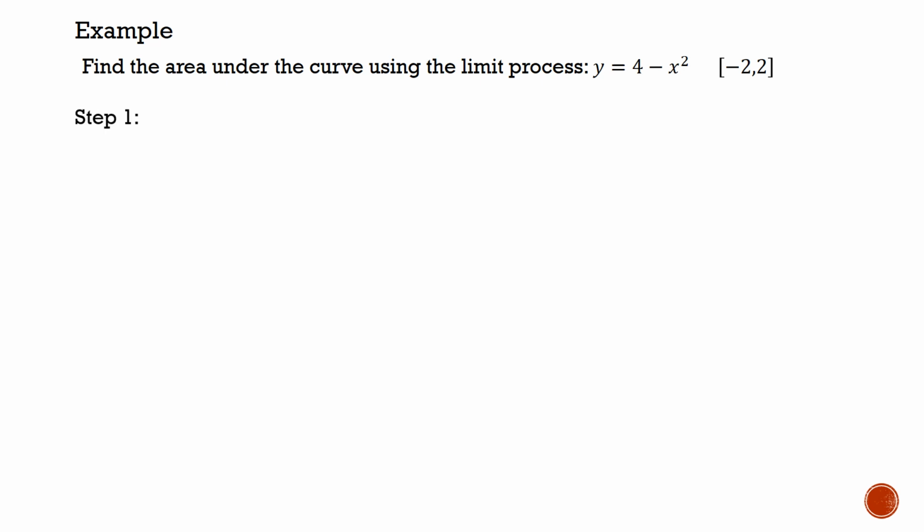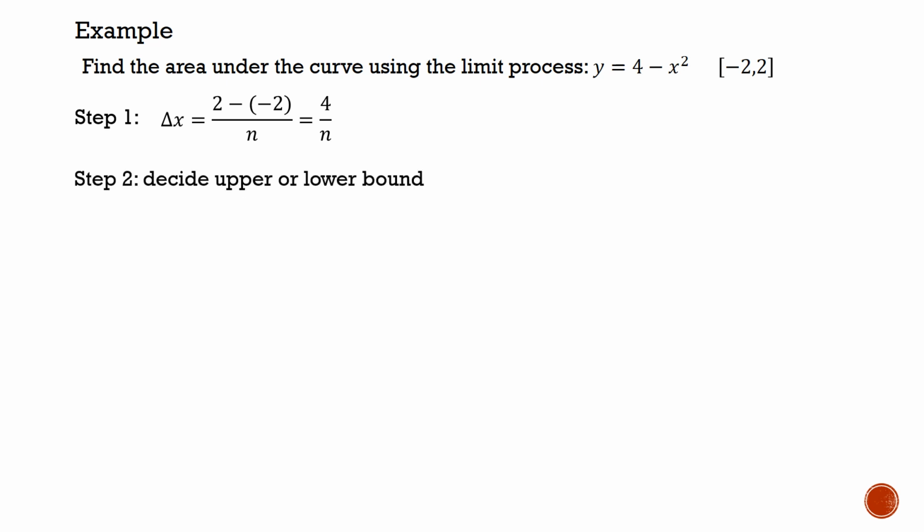So let's do this in steps because it makes it a little bit easier for students to follow. And if you use these steps, you'll see that going through the limit process is much, much easier. So step 1, finding the width of the rectangle. So we have b minus a over n. So it's 2 minus negative 2 over n. Since we don't know the number of rectangles, we simply leave n as n, and we end up with 4 over n. So there's my delta x.